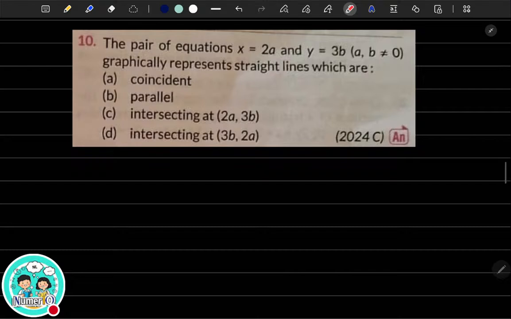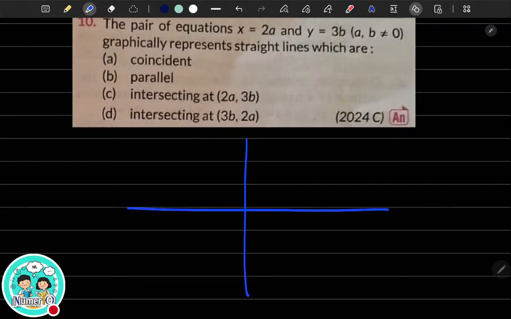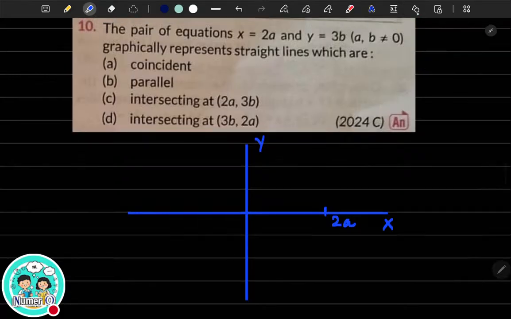So suppose, okay, let me draw it here. Your x and y axis, right? So this is your x axis and this is your y axis. Suppose x equal to 2a will be a line. Suppose this is your 2a, right? Always remember x equal to 2a will be a line which is parallel to your y axis, right? Suppose this value is your 3b, for example, then y, so you have to always write it. Okay, so what is this equation?